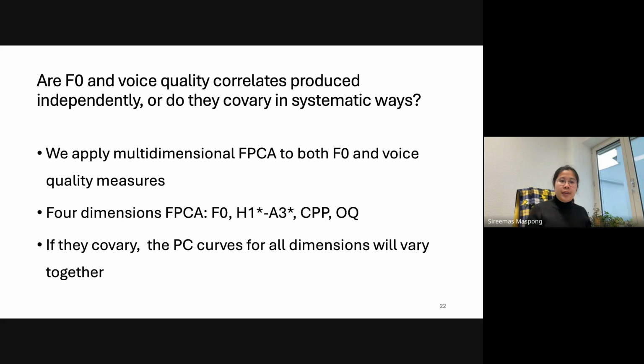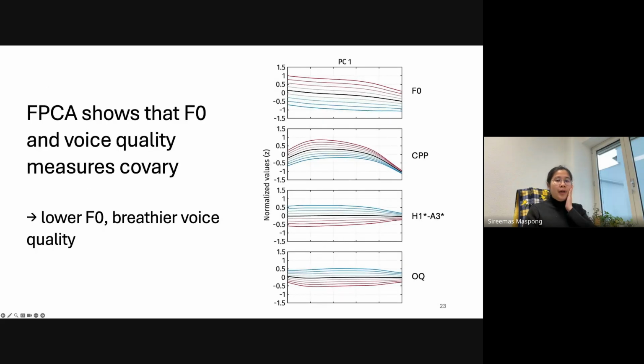So we applied multi-dimensional FPCA to both F0 and voice quality. We fit 4 measurements, 4 trajectories: F0, H1 minus A3, CPP, and open quotient. If these 4 trajectories covary, the PC curves of all dimensions will vary together. And here's what we found.